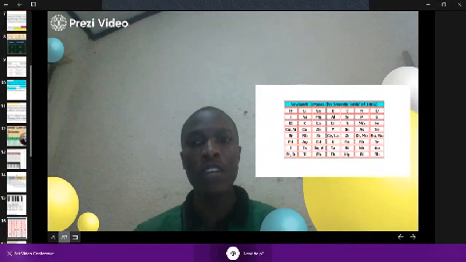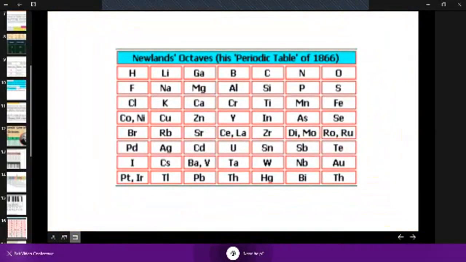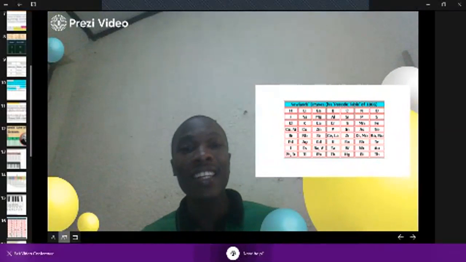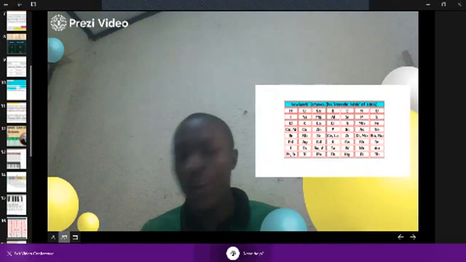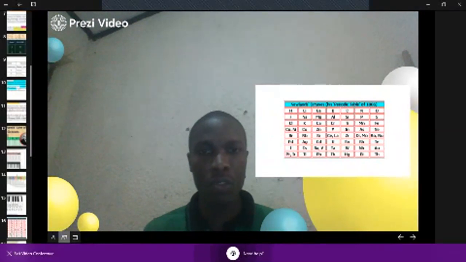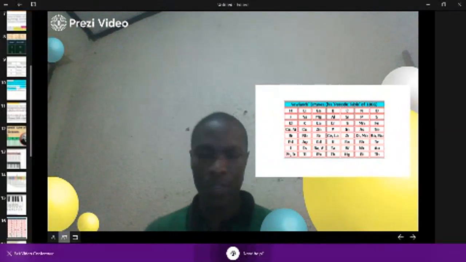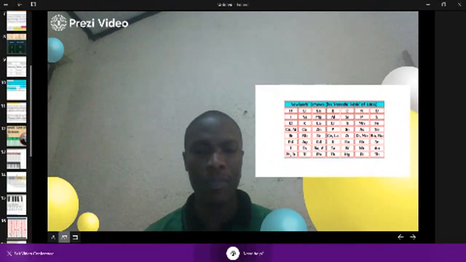What did they do? They went on to look at the properties of the different elements in specific groups. For example, let's look at copper. Copper is in the same group with potassium, sodium, and lithium. But you need to know that sodium, potassium are highly reactive elements. But copper is not so reactive like these elements in the same group. So they told him, no, there's a problem with your findings. We shall not accept them.